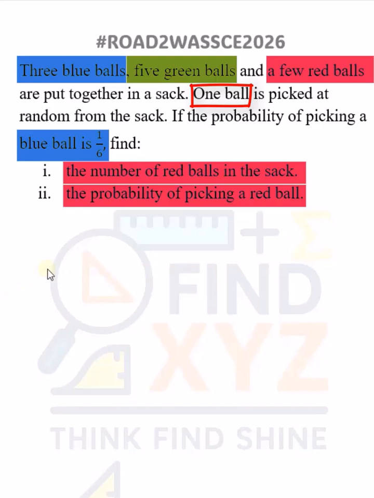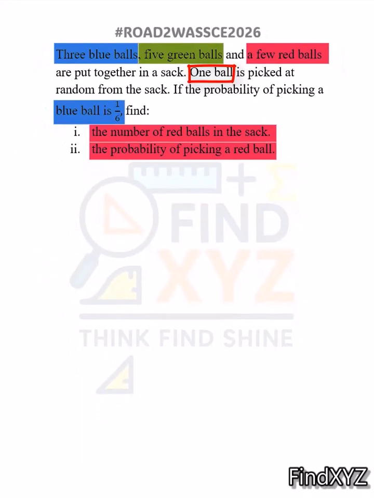Let's begin. What do we know? We know the number of blue balls to be 3. So number of blue is 3. We also know the number of green balls is 5. Then how many red balls? Now the number of red balls, there are a few, but we don't know. So let's represent that with R. That represents the number of red balls.